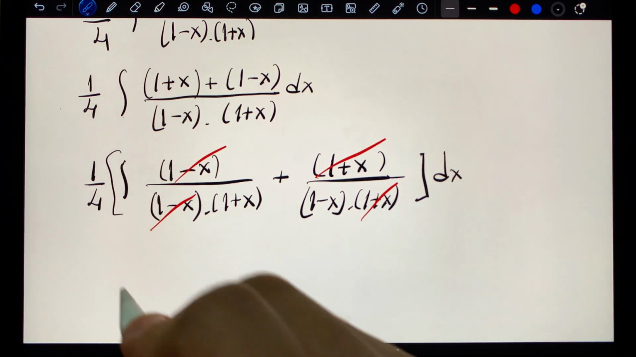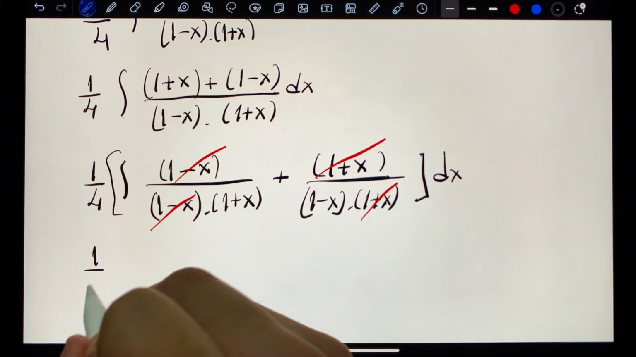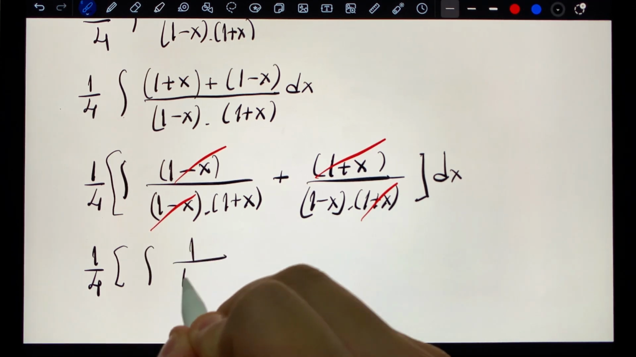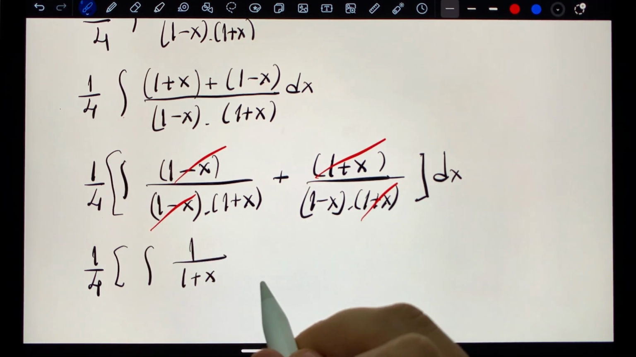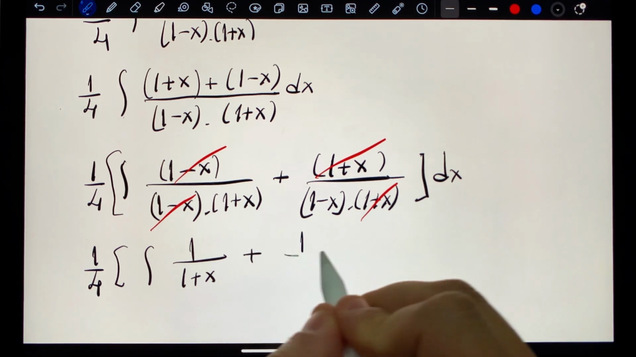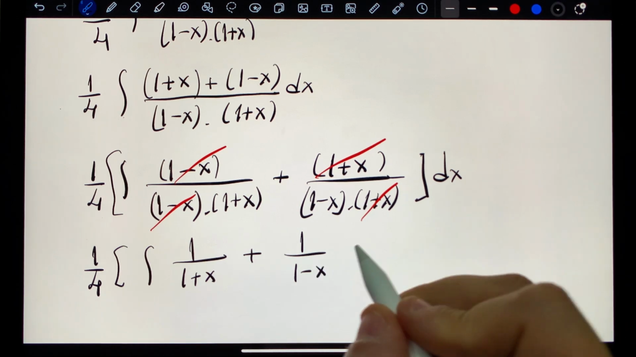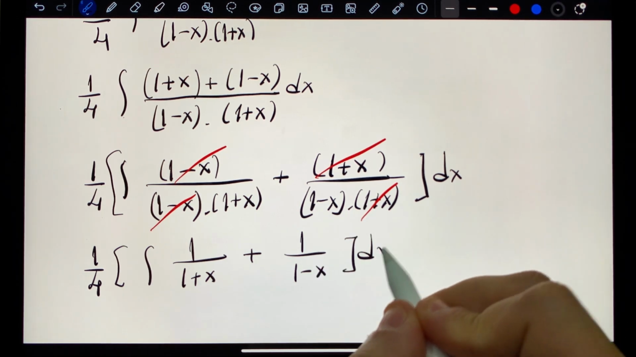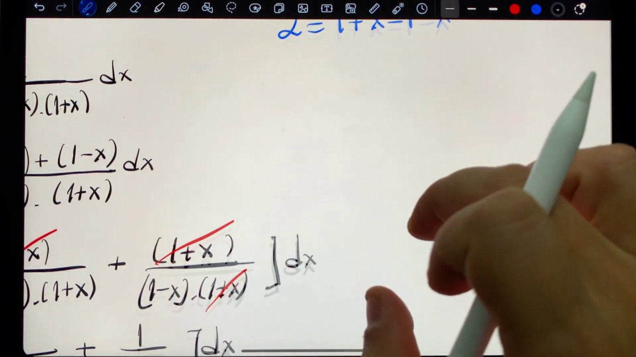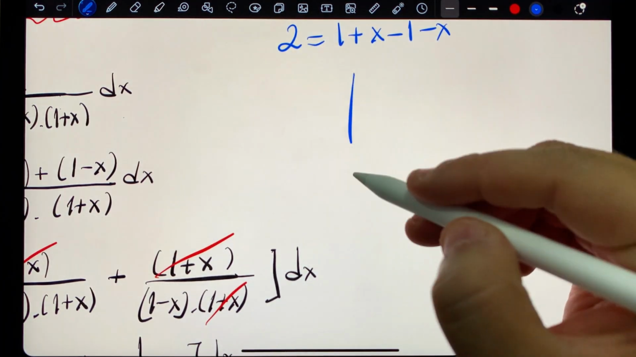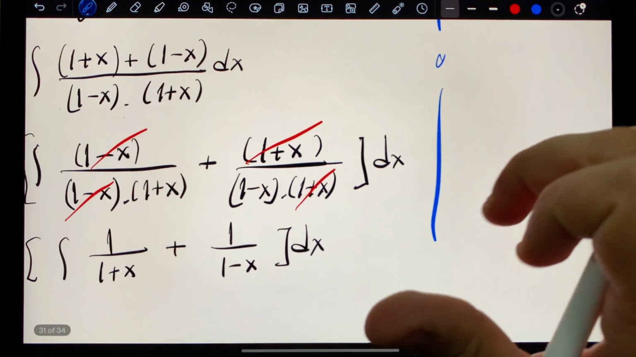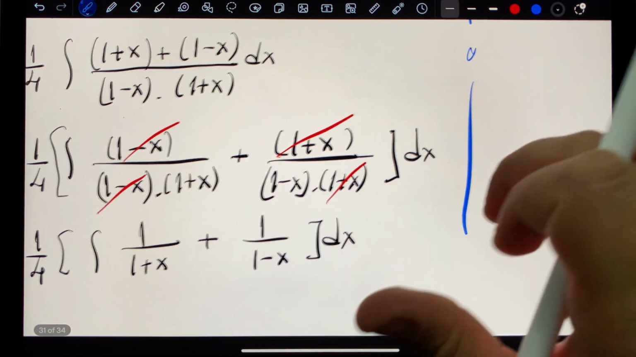So what has the expression turned into? 1/4 integral of 1 over 1 plus x, plus 1 over 1 minus x. I close it, dx. Yes, let's continue from here. Now, what will we do with this expression we found? Of course, we can now take its integral.